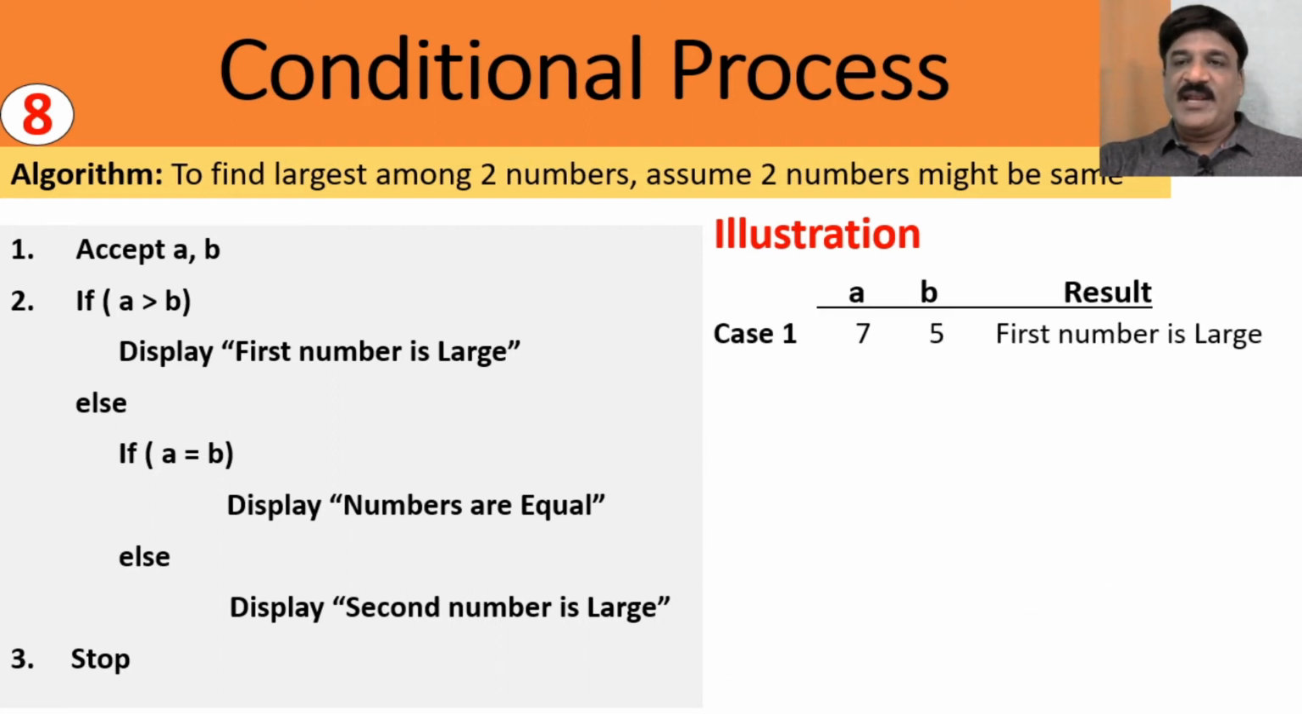Suppose the values of A and B are 7 and 5. So 7 is greater than 5? Yes. So what will the result be? The first number is large.